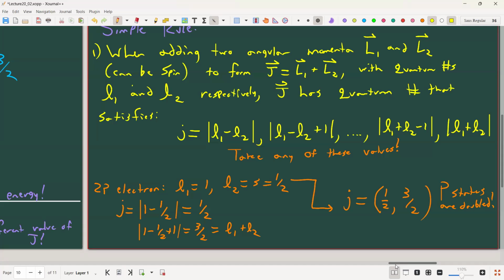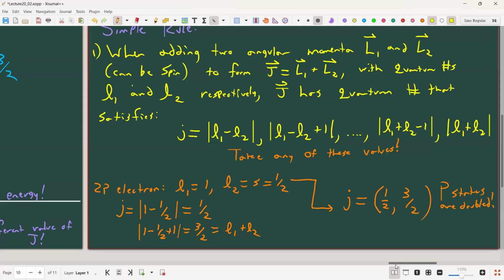Here, the minimum value: L1 would be 1 for the p, L2 would be 1/2. 1 minus 1/2 is 1/2. That's the minimum value. And the max value would be 1 plus 1/2, 3/2. There's only two possible states, the 1/2 state and the 3/2 state. And what that means is therefore the hydrogen p orbitals, the p states, are doubled into two different states. They are split very, very slightly. The effect is very small.